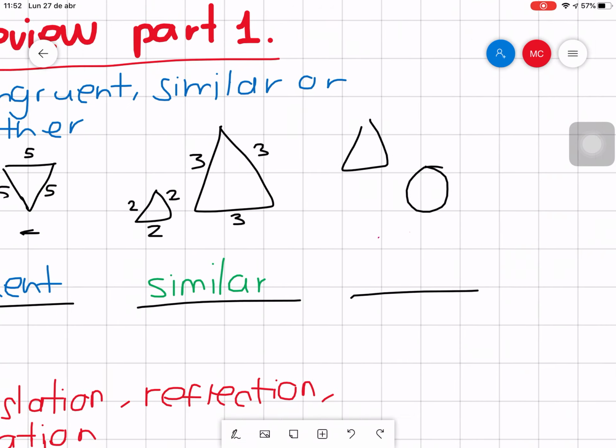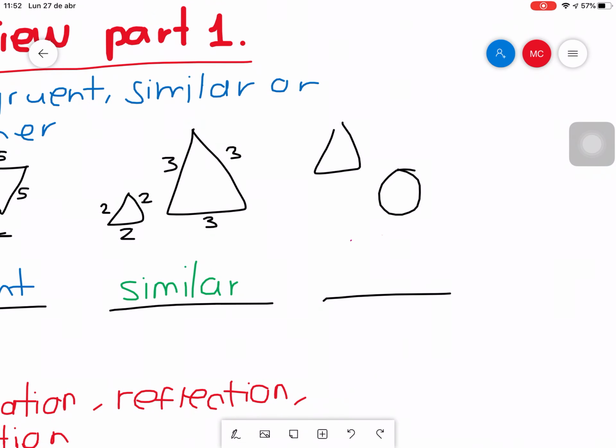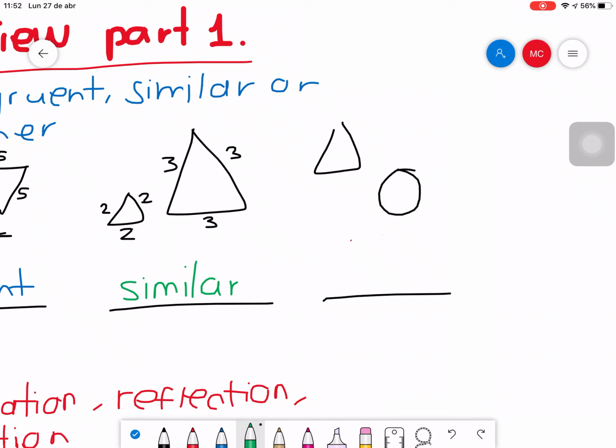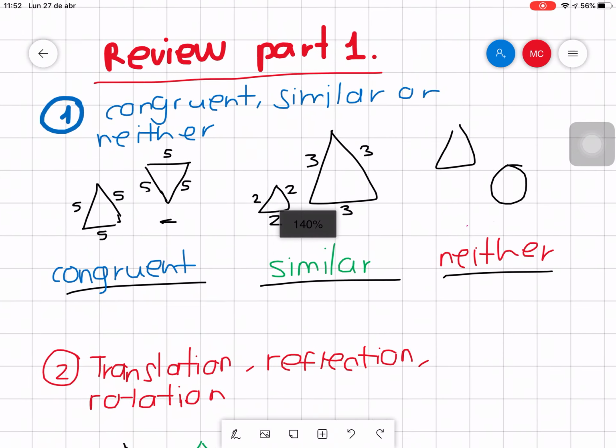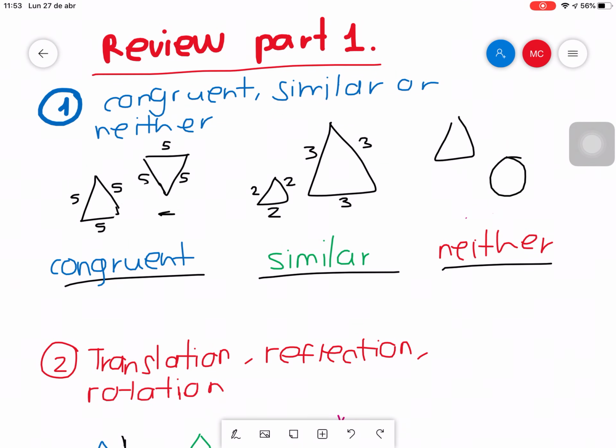And last, you have a triangle and you have a circle. They're not of the same shape. They're not of the same size. So they have nothing in common just by looking at it. So they're said to be neither of them, okay? I guess that those concepts are way too simple, right? Because I know whenever we saw that at school, you didn't have any problem.